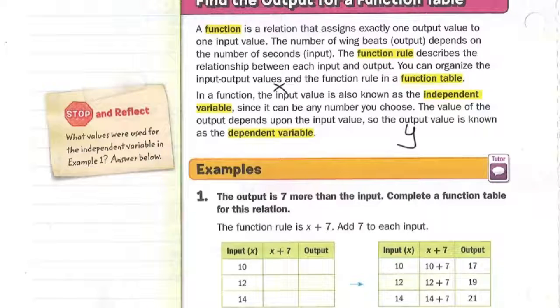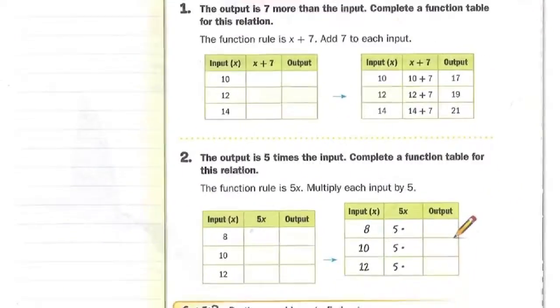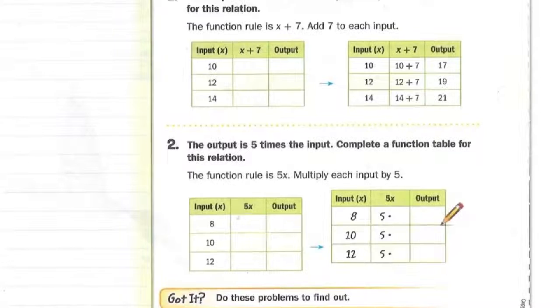Okay, let's look at a couple of examples. Let me just scroll down just a little bit. The output is 7 more than the input. Complete a function table for this relation. The function rule is x plus 7. That means that you're taking the x, which is your input, and adding 7 to it. So you add 7 to every input.